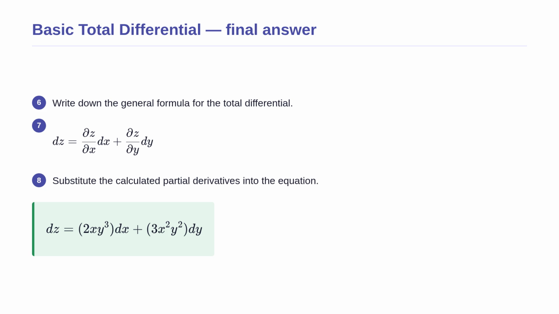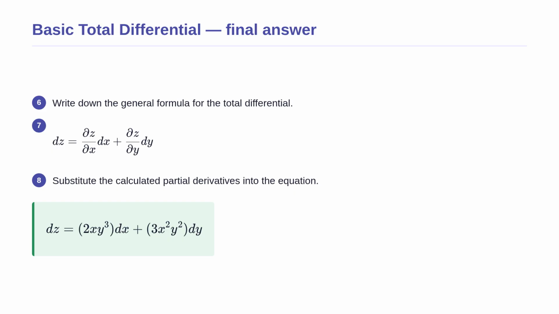This step combines our independent rates of change into one unified equation. Replacing the terms gives us dz equals 2xy cubed dx plus 3x squared y squared dy. This is our final algebraic answer. It tells us exactly how a tiny change in x and a tiny change in y will combine to create a tiny change in the overall function z.